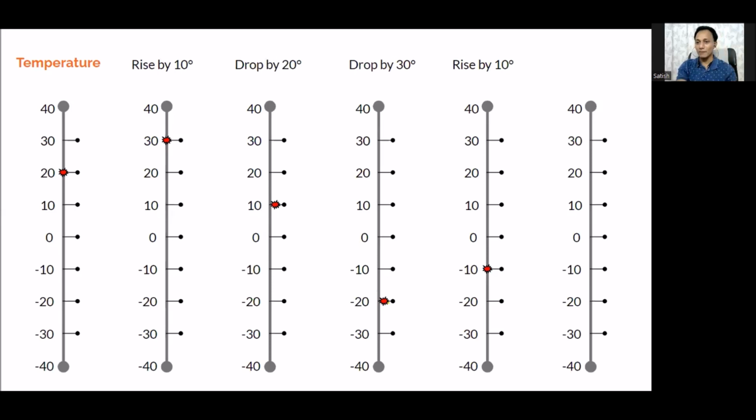Okay, now what will happen? You are at minus 10, you are dropping by 20. What will happen? Minus 30. It will go to minus 30, right? From here, 10, 20. Okay, you are very smart kids. So this class is going to be pretty easy for me.